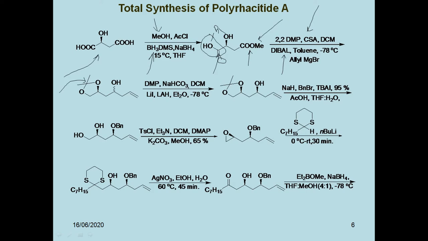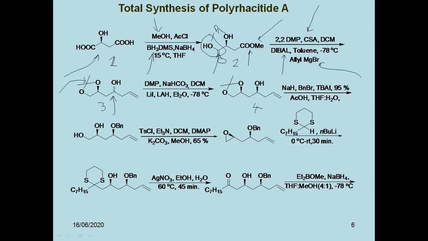So after conversion of ester to aldehyde, we are adding slowly here allyl magnesium bromide. So allyl magnesium bromide, in general, will react with the aldehyde, and you will get this alcohol. So you are getting here homoallylic alcohol. For convenience, I am taking this as 1, this is 2, this is 3, this is 4.